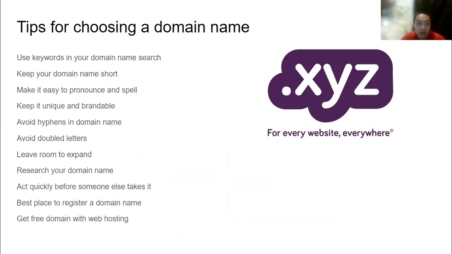So this would help with search engine optimization, and also for people to remember as well. And then number 2 is to keep your domain name short. Usually a shorter domain is easier to remember. Number 3 is to make it easy to pronounce and spell. Number 4, keep it unique and brandable.